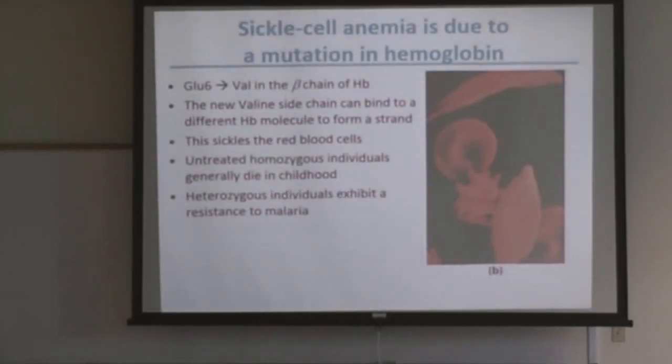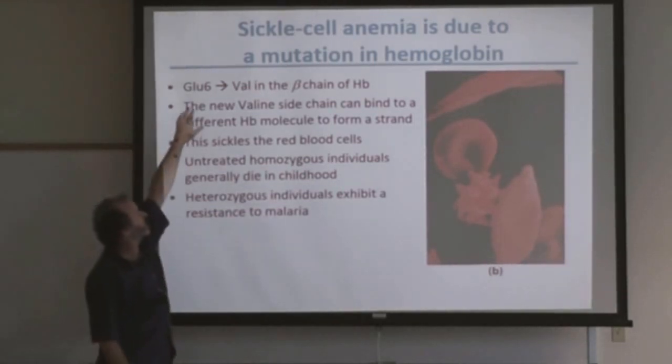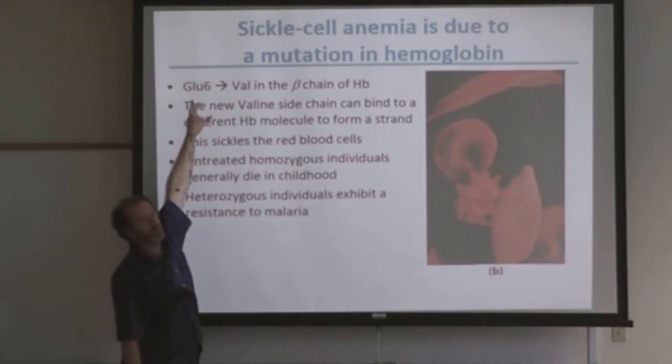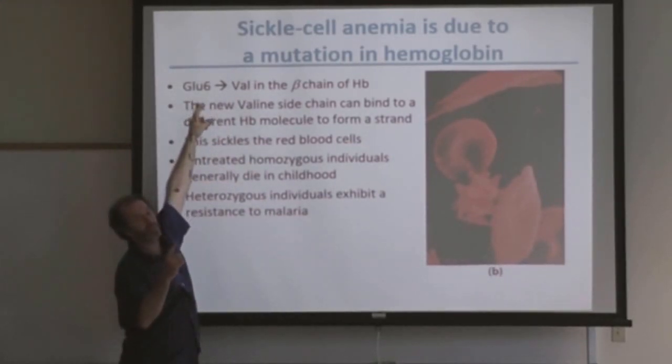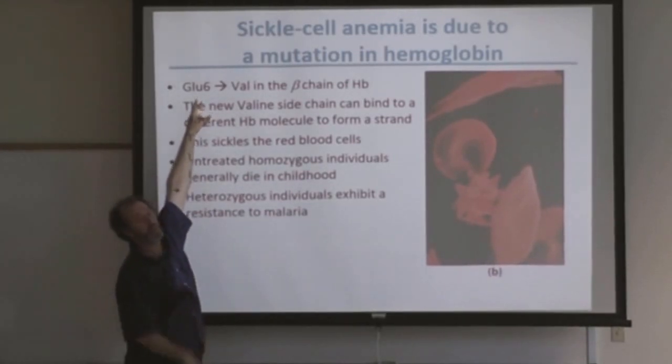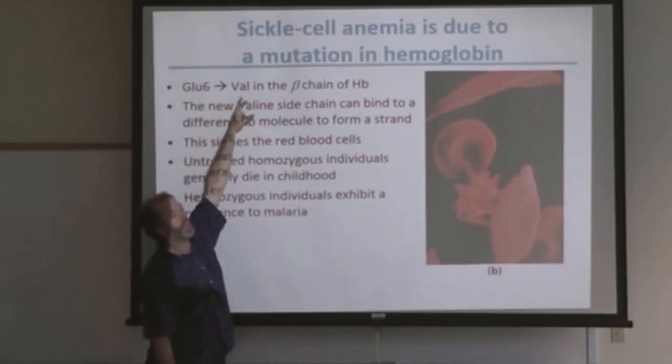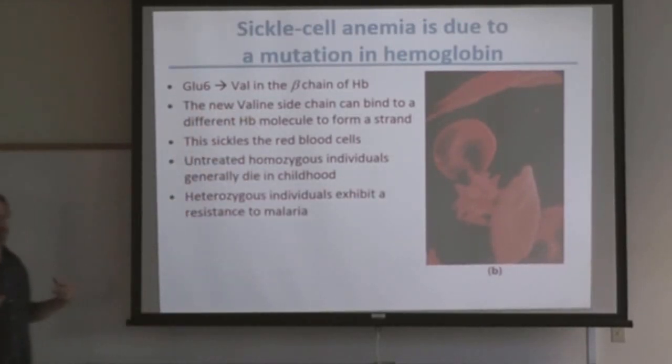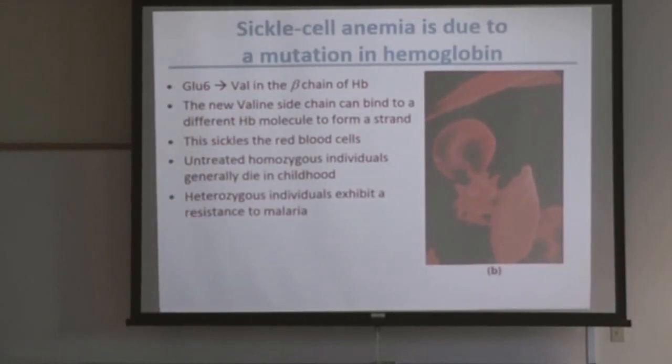So sickle cell anemia is due to amino acid number 6. It's a point mutation in the DNA, so just one nucleotide changes, which alters what should be a glutamic acid to a valine. Can anybody tell me the differences between glutamic acid and valine as far as amino acids go?